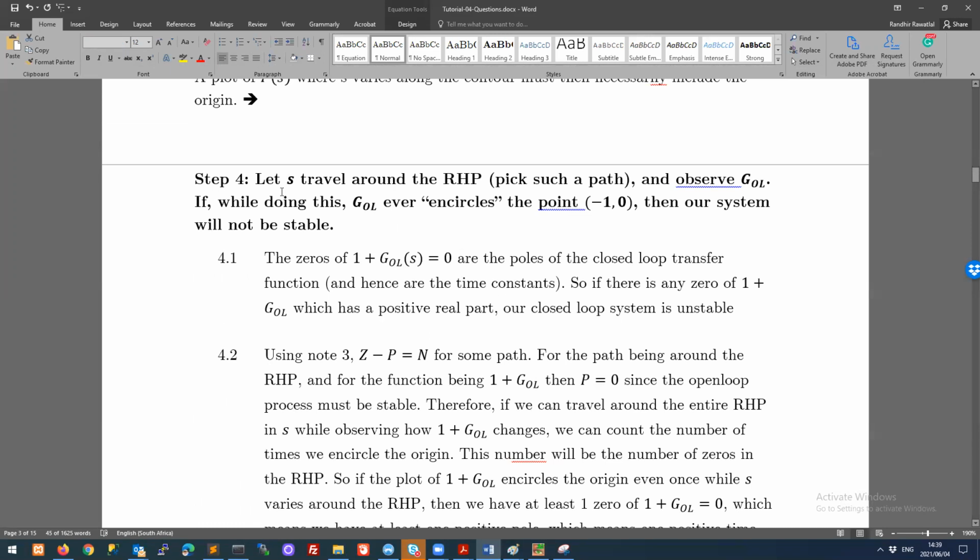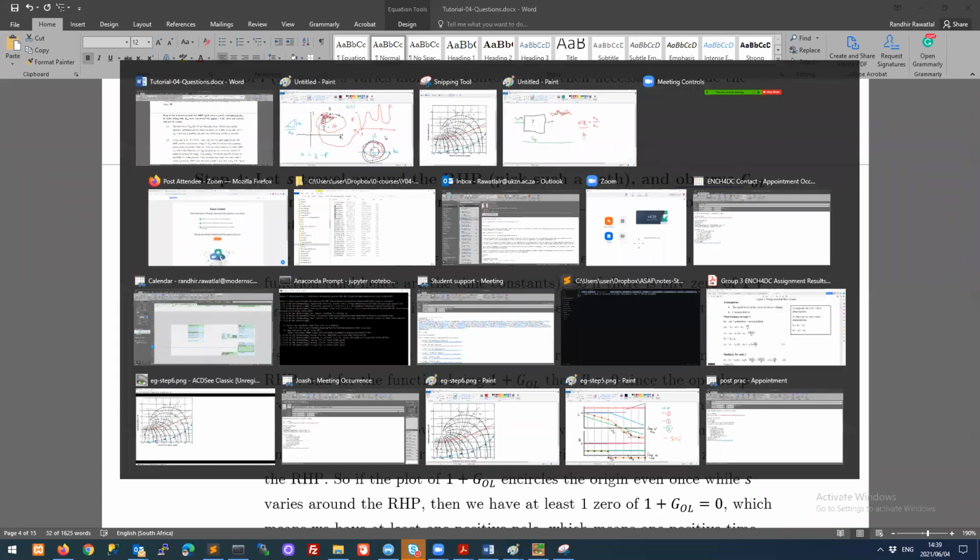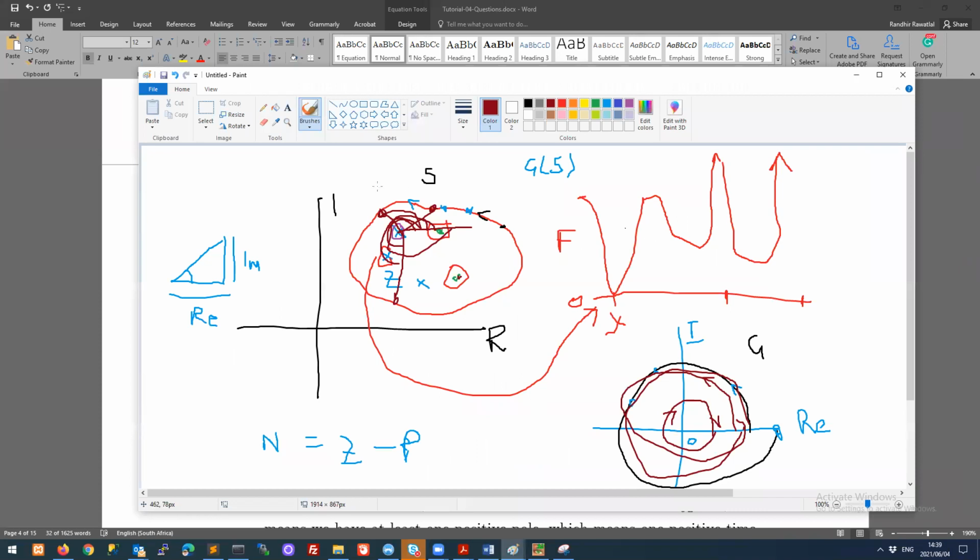Now, the next thing is we want to let S travel around the entire right-hand plane and observe what happens with G. If G ever encircles -1, 0, then our system won't be stable. So this is the thing we need to understand, right? Number one, we want to encircle the entire right-hand plane.